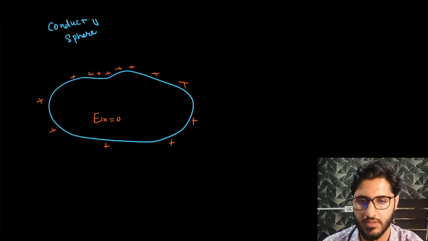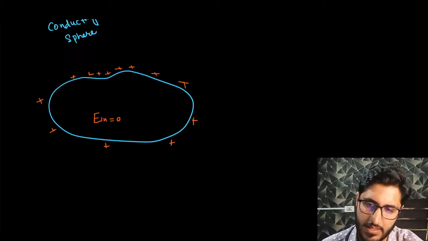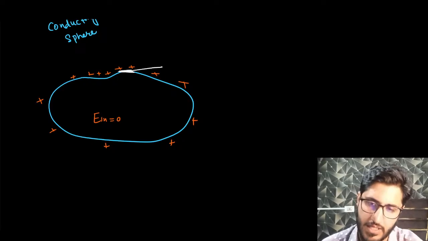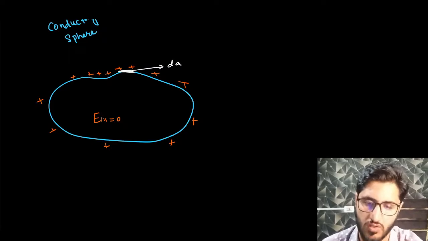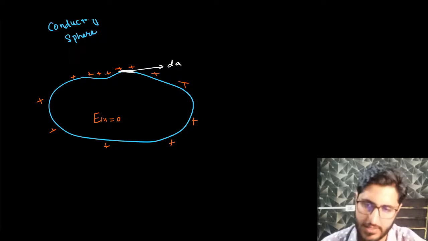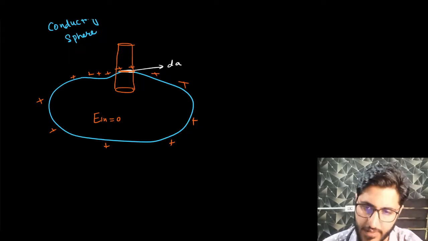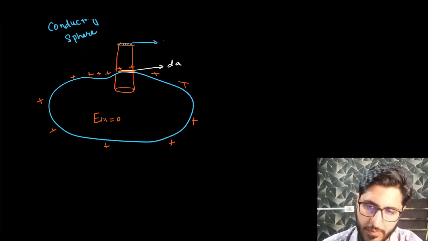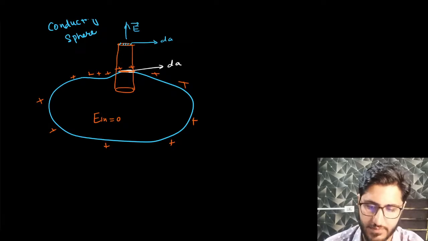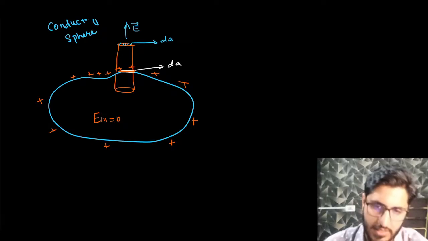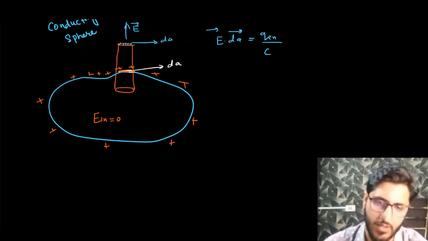Okay, so I will take this small area dA, and only on this particular area I will use Gauss's law, a Gaussian surface. The area of this particular portion will also be dA. The electric field will be outwards. This is my electric field. So what is Gauss's law now, sir? It is E dot dA equals charge enclosed by epsilon naught.